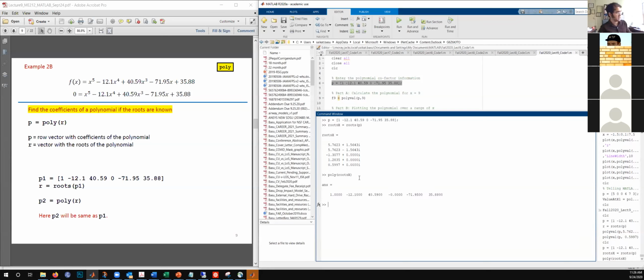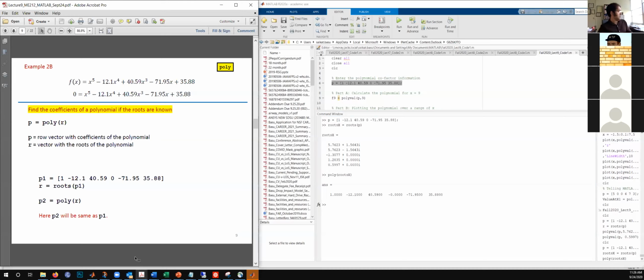So let's see if we get that. So 1, negative 12.1, 40.59, negative 0.0, negative 71.95, and 35.88. So this checks out your work. So once you know the roots, if you use poly on the roots, you get back the polynomial for which those roots are for, okay? So this is just an example, well, the very same example over here.